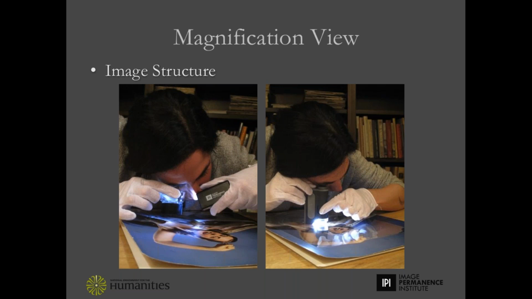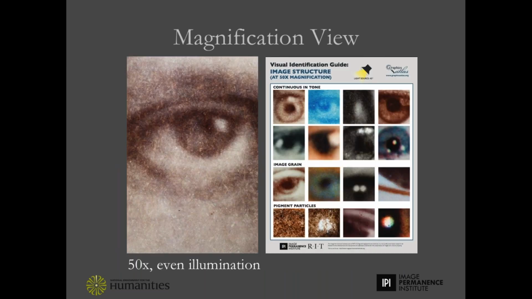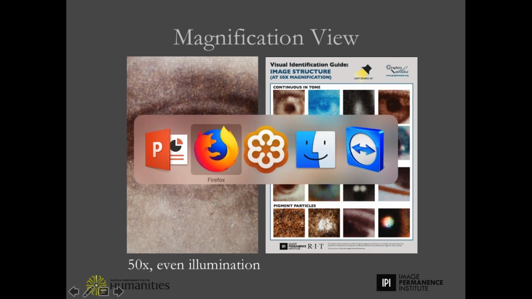The pocket microscope that Aaron, who's illustrated here, is using in this image has slightly higher magnification of about 50x. This is the one that I use. So the images that I'm going to show you are taken with this level of magnification of 50x. So let's compare this image, even illumination, 50x magnification, with the guide. Mine looks a lot like the first illustration at the top here. It's continuous in tone. I don't see any image grain, and I don't see pigment particles, and there's no pattern.